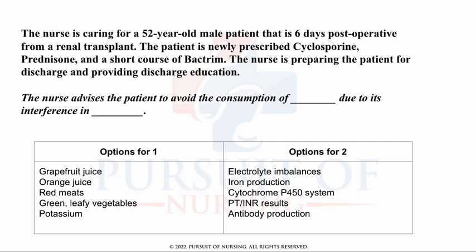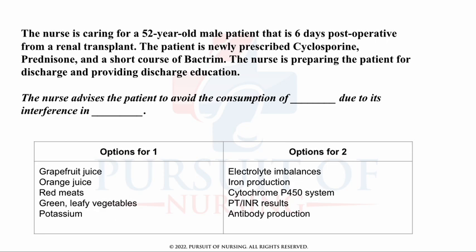All right, this is a drop-down style question which will test your knowledge of physiological integrity. The nurse is caring for a 52-year-old male patient that is 6 days post-op from a renal transplant. The patient is newly prescribed cyclosporin, prednisone, and a short course of Bactrim. The nurse is preparing the patient for discharge and providing discharge education. The nurse advises the patient to avoid the consumption of blank due to its interference in blank.